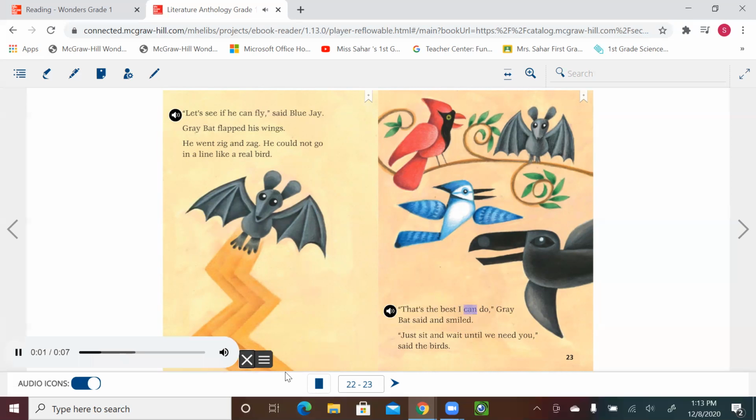"That's the best I can do," Gray Bat said and smiled. "Just sit and wait until we need you," said the birds.